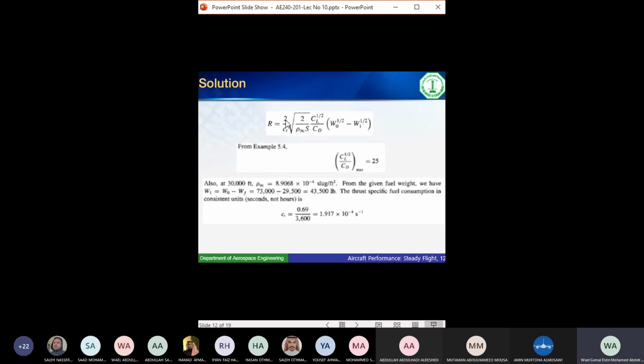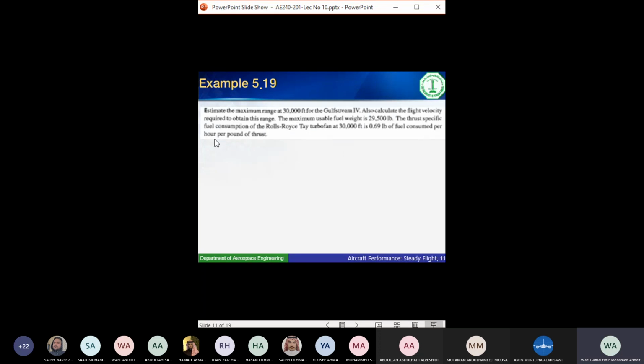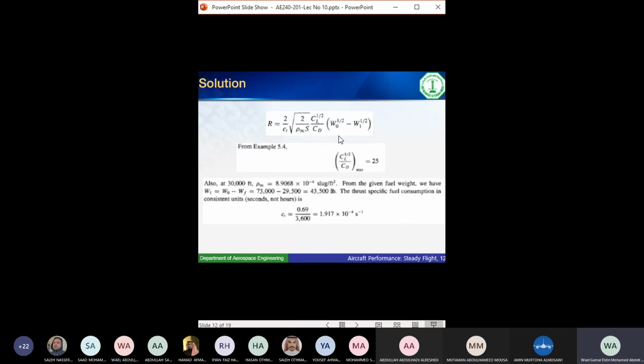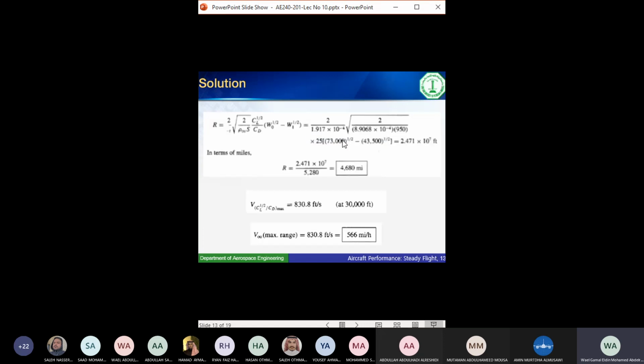Finally, C in here is given in the problem per hour, but we need it per second. Always we are converting to the standard unit in the British system, which is the second. So in order to convert it to per second, I'm dividing by 3,600. So that's the weight of fuel per second in order to get 1 pound of thrust. Of course, the density is the density at 30,000 feet. The wing area is known for this aircraft, so all the numbers now we have it. Turns out to be the range is 24.7 million feet.